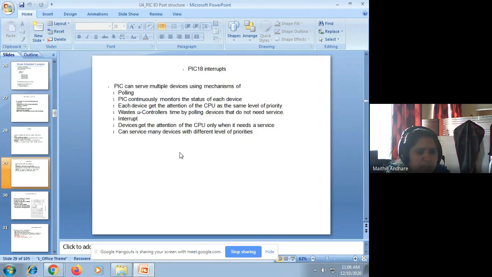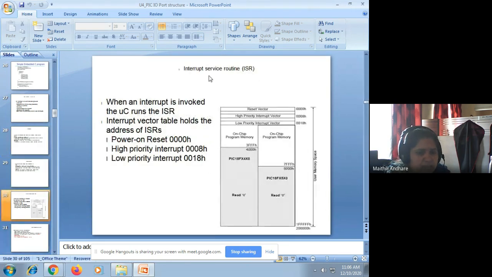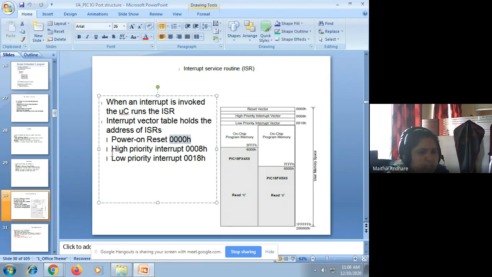As far as the PIC microcontroller is concerned, there are basically three interrupts, or the interrupt vector table holds the addresses of these three: power on reset, which is the default reset at the 00h location, a high priority interrupt and a low priority interrupt. There are only two categories there.